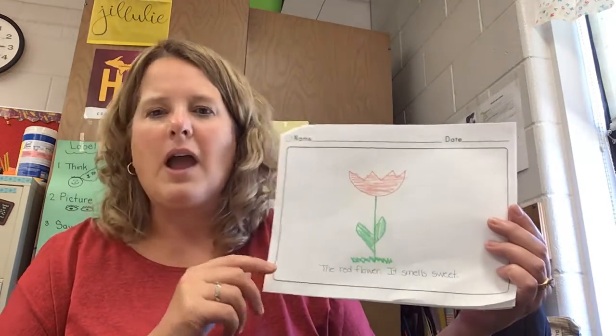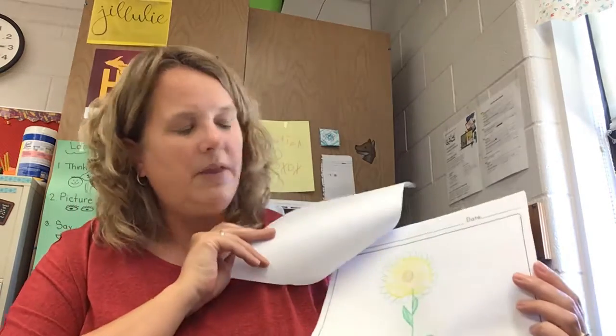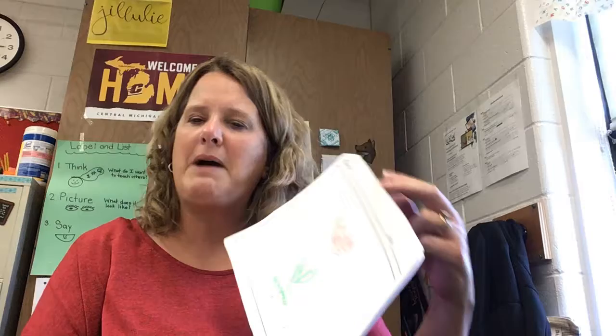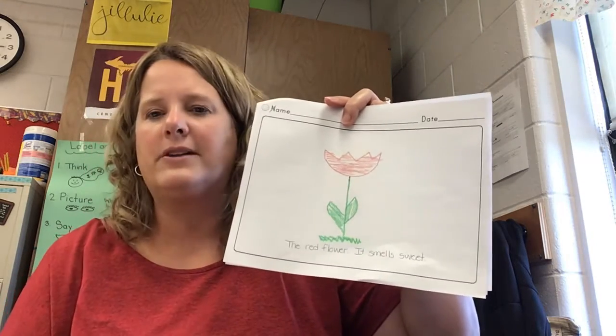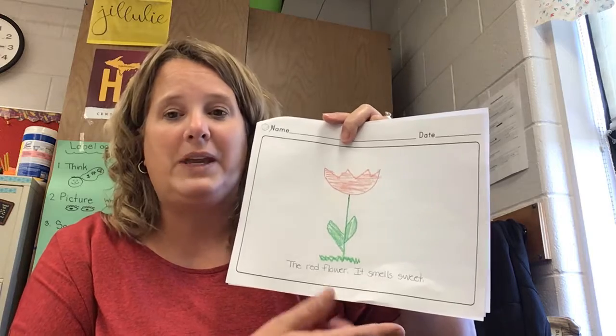In this book, I had written the red flower, the yellow flower, the purple flower. And I thought to myself, what could I do to make this book more interesting for my reader? I know, I want to describe how those flowers smell. So I went back and added some words. The red flower, it smells sweet.